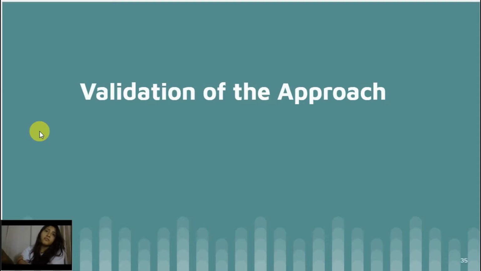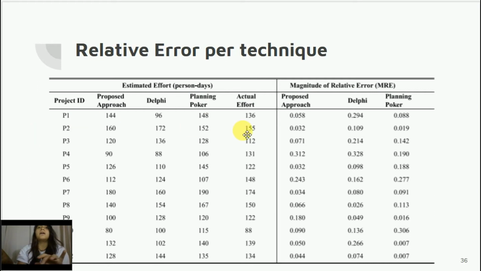Well, the validation of the approach. To validate the approach, a team of 7 professionals was put together: 3 developers, 1 analyst, 2 designers, and 1 quality engineer. And all of them had more than 2 years of experience. The approach was compared with 2 widely used techniques, planning poker and Delphi. And we can see here the numbers now.